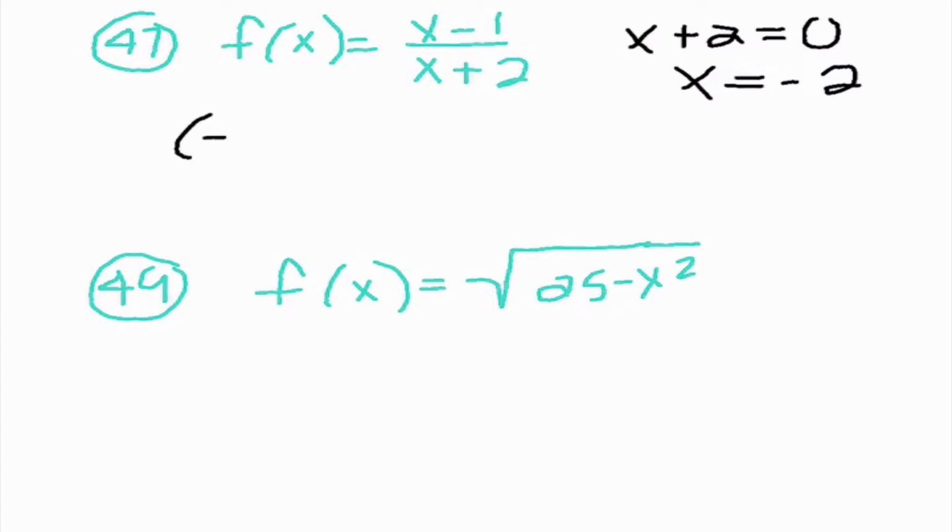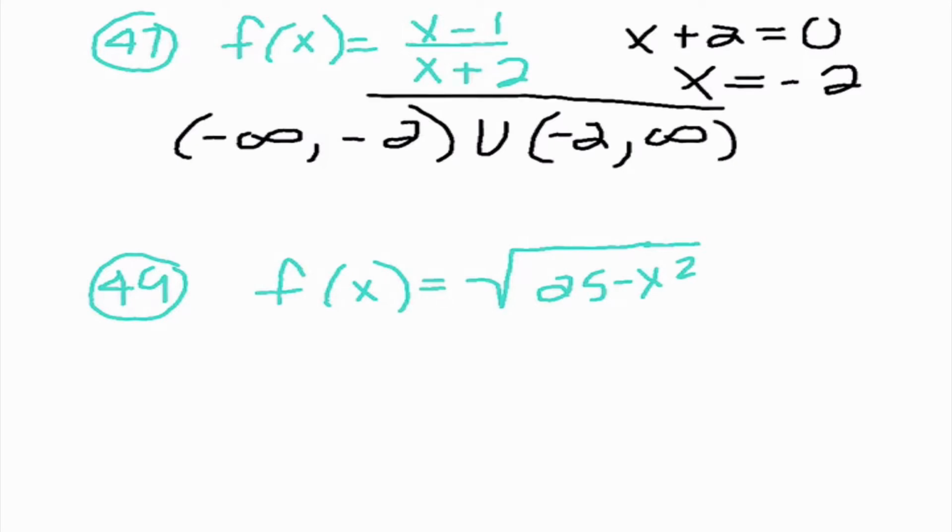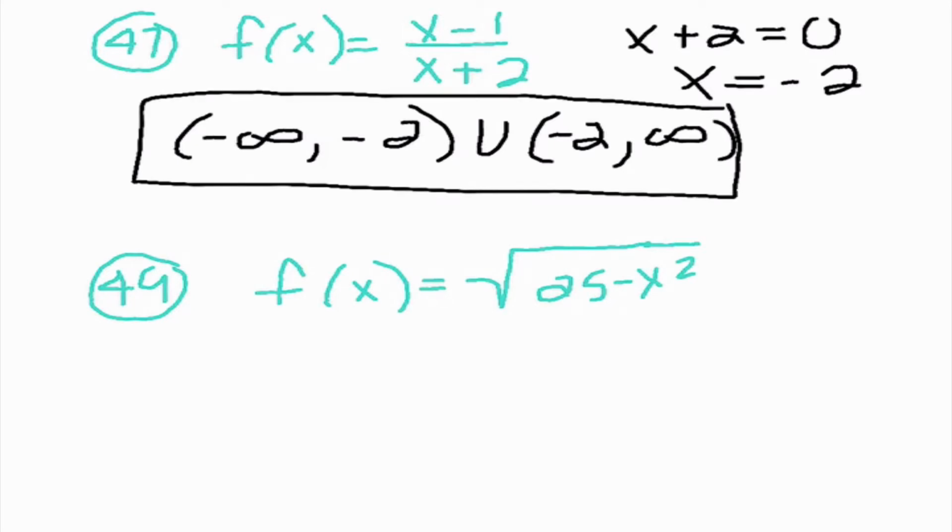So if I'm writing this in interval notation, I know it will go from negative infinity to negative 2. Remember, we use a parenthesis to show that negative 2 is not included. Union, negative 2 to infinity. For 49, this time I have a square root. We know that we cannot have negative numbers inside a square root.